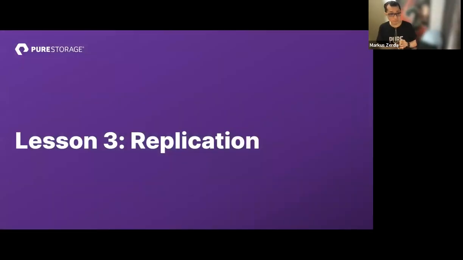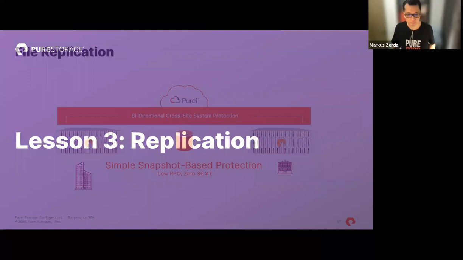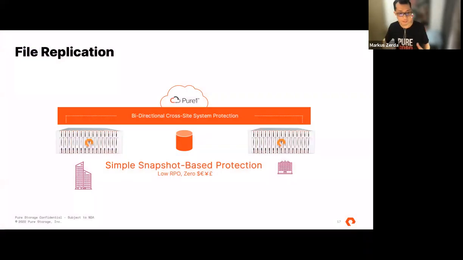Another way to protect your data is via replication. You can replicate your snapshots, sending them over to another location. Here we can send your snapshots to another FlashBlade. Again, we don't have any licenses for replication. It is included within Purity FB, so there are no licenses. You can enable this and use it anytime as long as you have two FlashBlades.